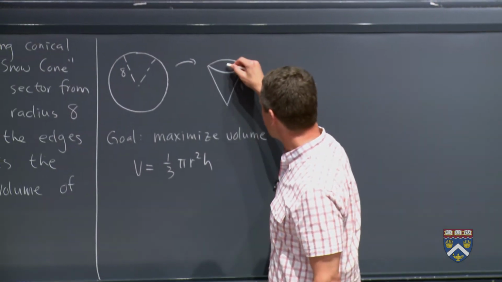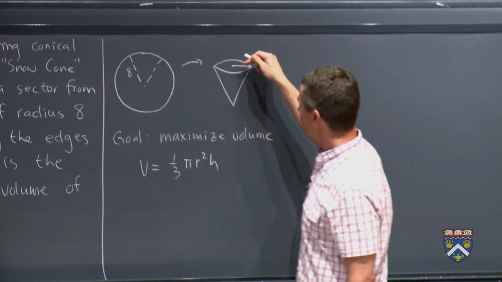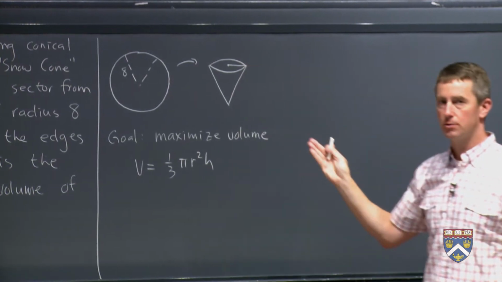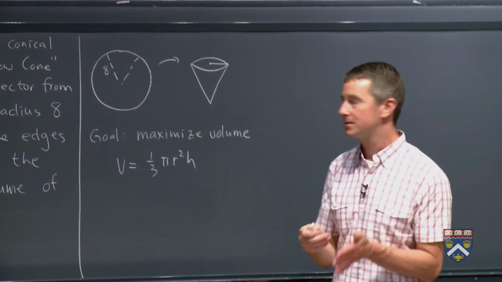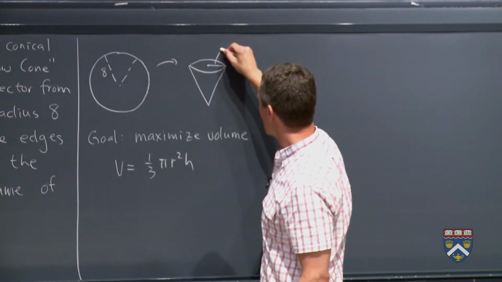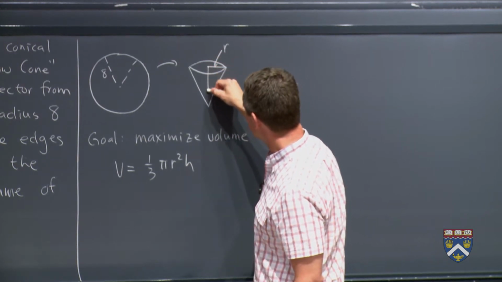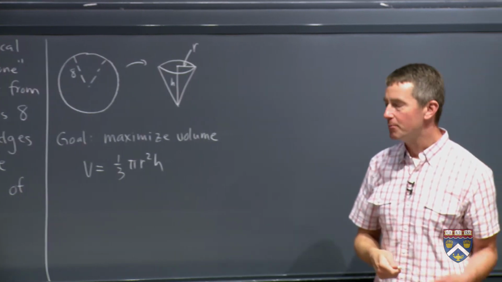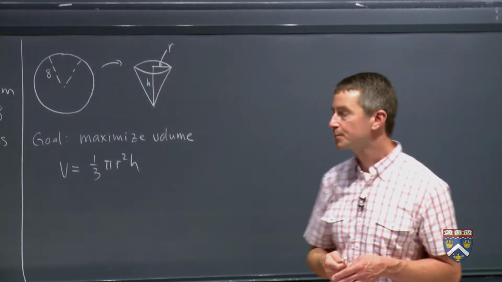So let's put our variables on this picture here. So this is the radius of the cone. Is the radius of the cone 8? No. The radius of the cone will be less than 8 because I've cut some sector out of this and folded it together. So this r is not 8. We don't know what it is. And the height of the cone is this. That's h. So we must have some way to relate r and h using something else in the problem.